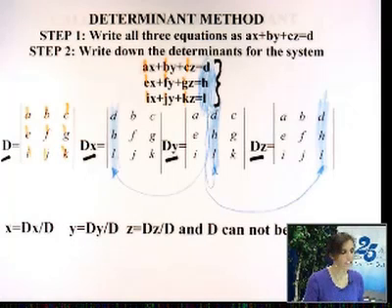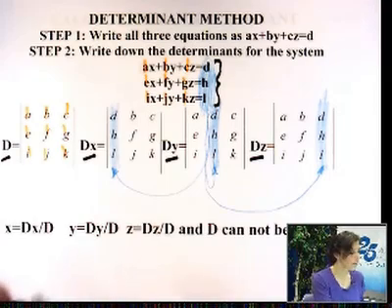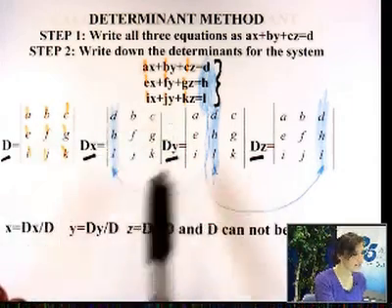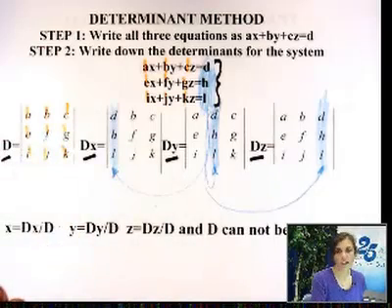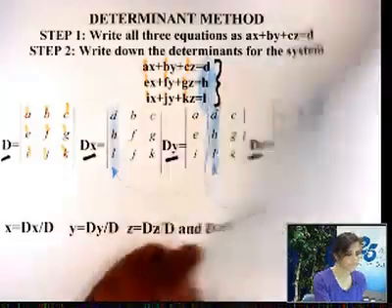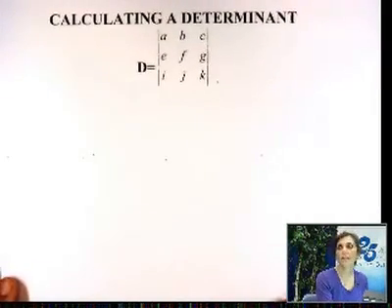Now, once you calculate those, you're going to divide Dx by D, Dy by D, and Dz by D to find x, y, and z. And then make sure that D is not 0. Okay, let's go and do this problem.